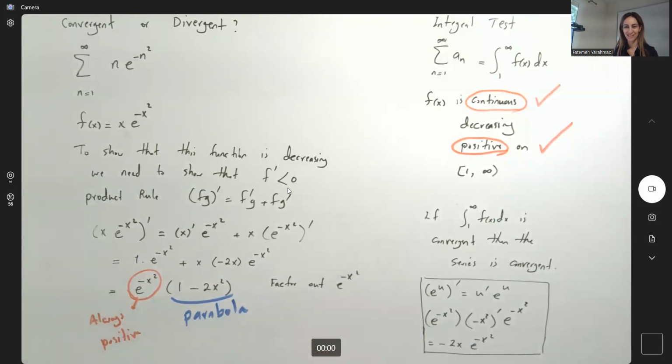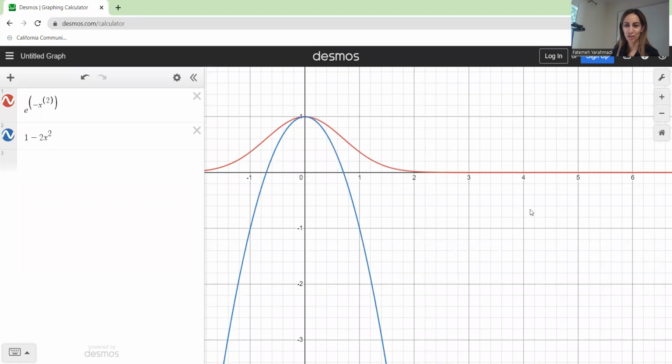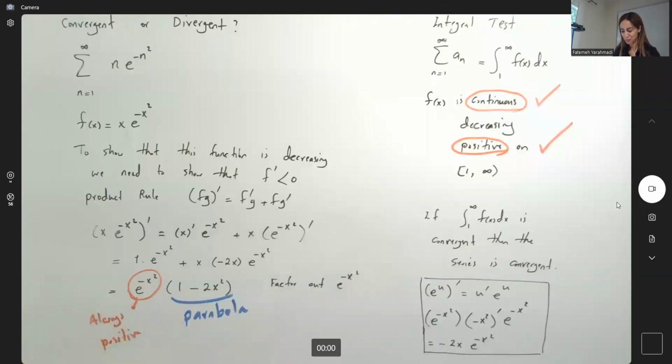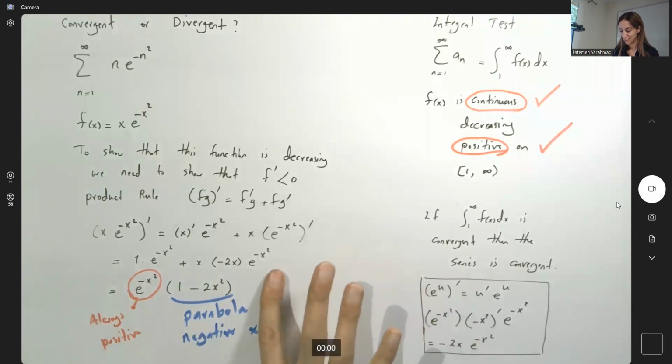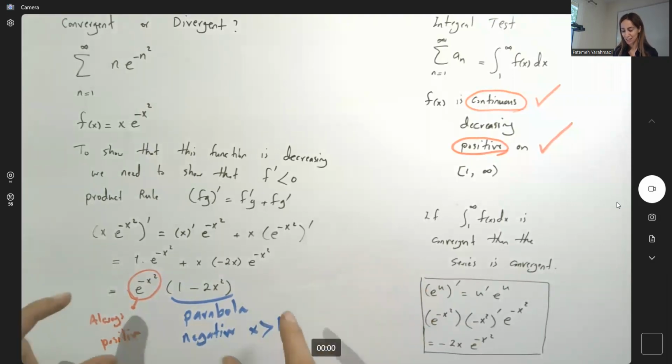let's go back to Desmos again. I just want to show you this. From 1 to positive infinity, the function is below the x-axis. The y values are all negative. It means that this combination, positive times negative, when x is more than 1, is going to be always negative.